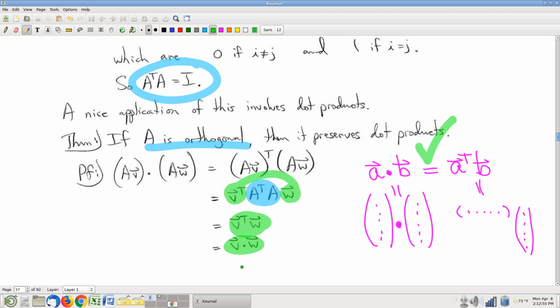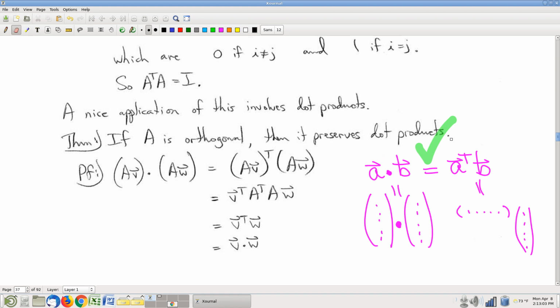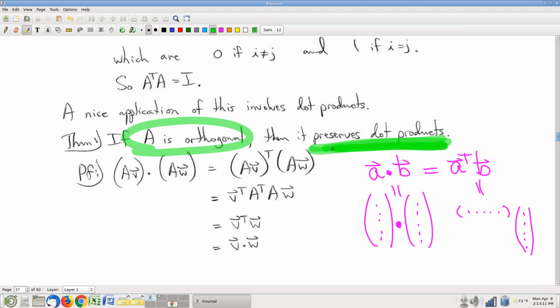How are we doing? Let me hit the pause button again. Everybody happy with this? Okay. All right, so a little bit of algebra. Let me try to persuade you why we're interested in this. The punchline: orthogonal matrices preserve dot products.